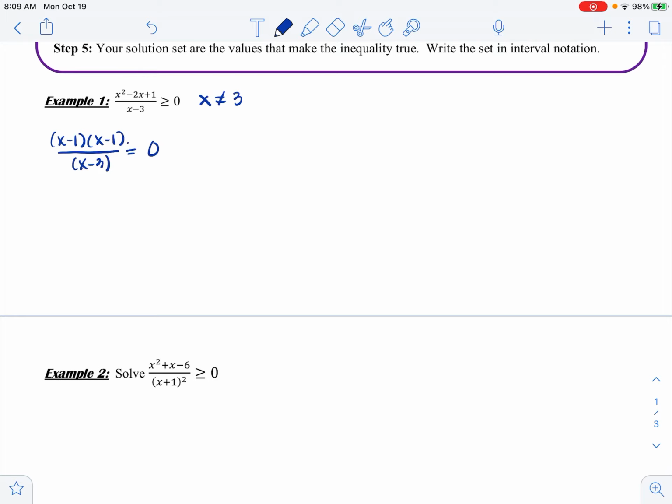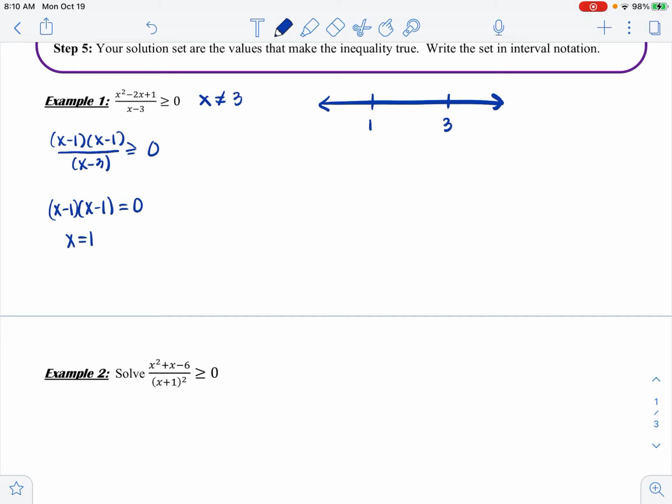All right, so now in order for a fraction to be equal to 0, remember just the numerator has to be equal to 0. So I have x minus 1 times x minus 1 equals 0. And then I get x equals 1 and x equals 1. So now I have a critical value at 1. So now I'm going to put 1 and 3 on my number line.